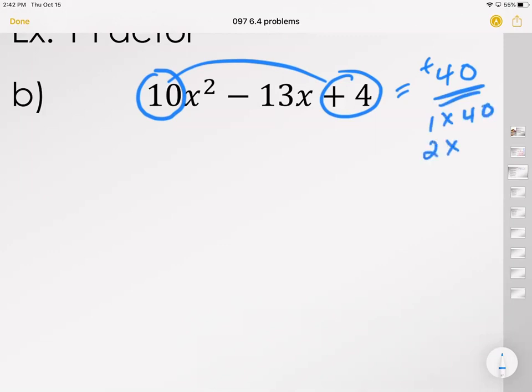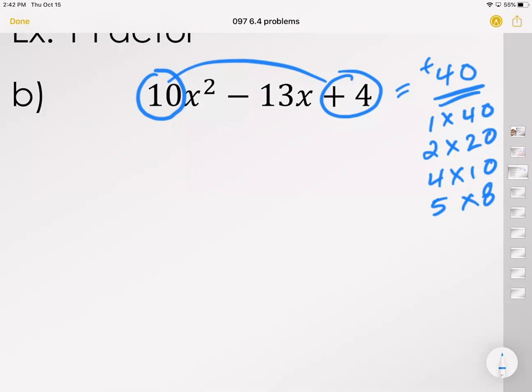1 times 40 is 40. 2 times 20 is 40. 4 times 10, 5 times 8. And I don't think there's any other number that can divide or go into 40 evenly.